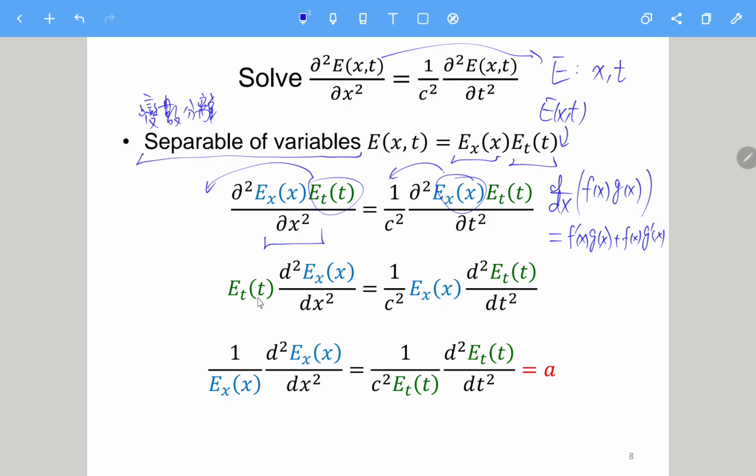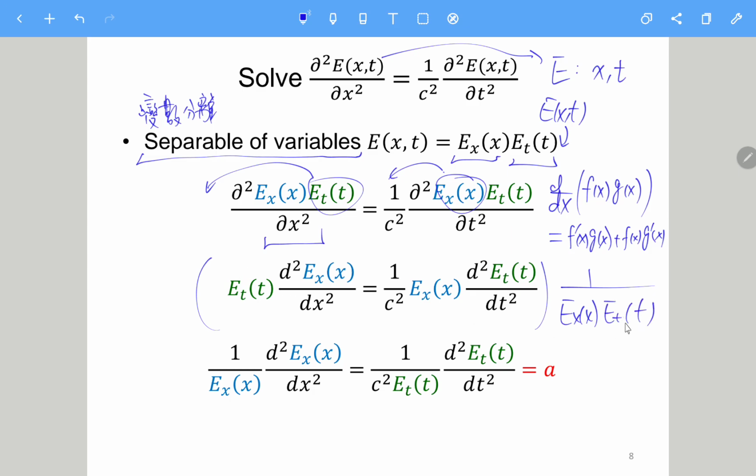Here you can see this is a green function multiplied by a blue function, and then this is of course a constant, multiplied by a blue function and then a green function. So we try to collect the green terms and the blue terms on the same side, which means we try to divide both sides by E of x times E of t.